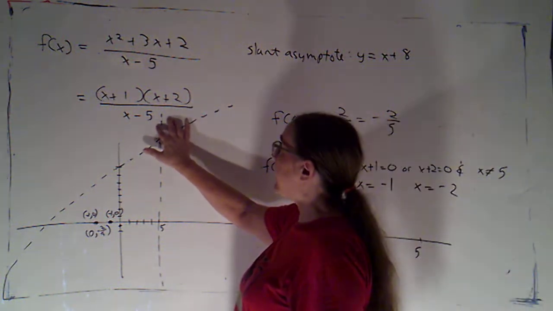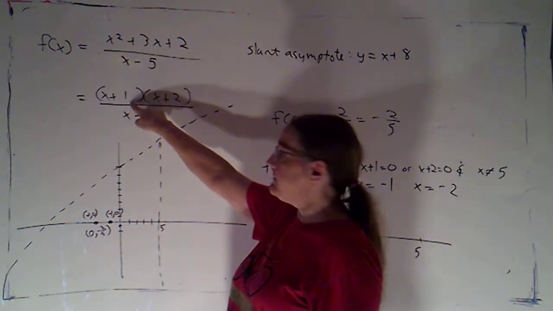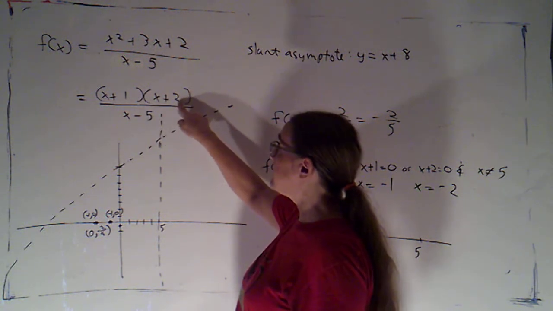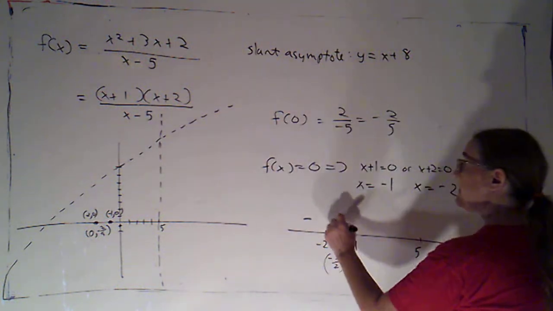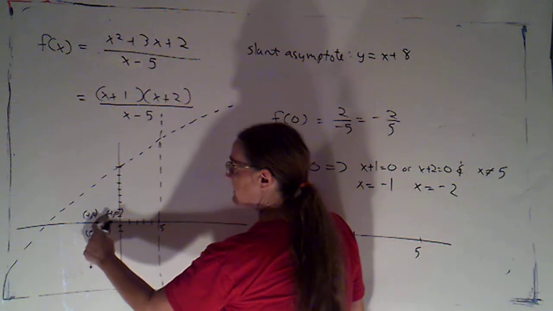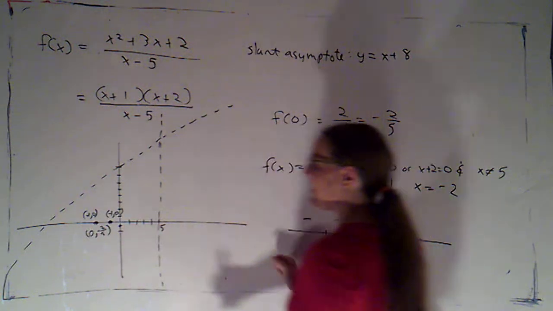Easiest to do that, I think, in factored form. This would be negative, this would be positive, this would be negative. 2 negatives and 1 positive are going to give me something positive. So between these two x-intercepts, we're going to bump up and be positive.